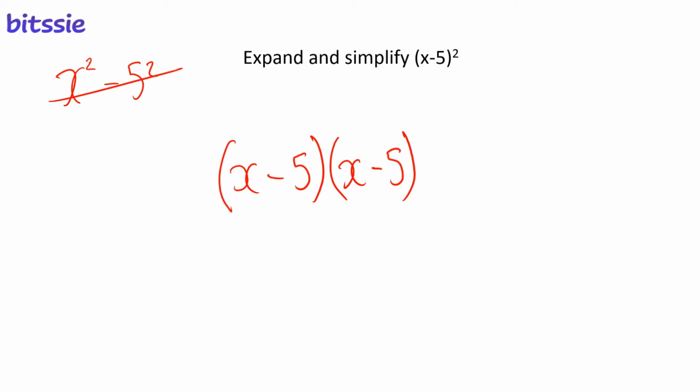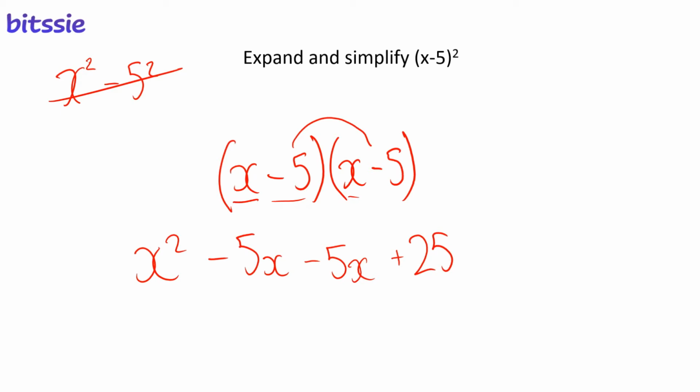And if we follow the same rules and multiply this term by our x, we get x squared. Then we multiply it by our minus 5 to give us minus 5x. Then we multiply this minus 5 by this x to give us another minus 5x. And then we multiply our two negative 5s together to give us a plus 25. And then again, we collect our like terms to simplify, and we get x squared minus 10x plus 25. So there's our answer.